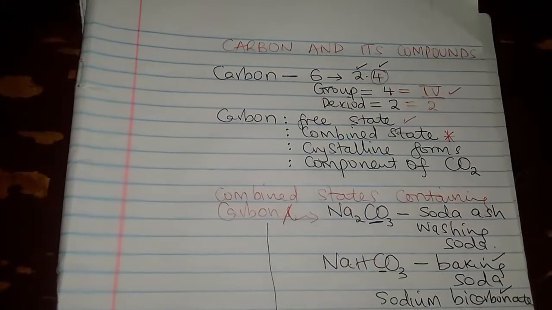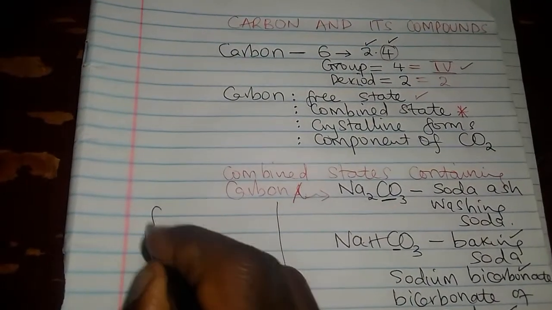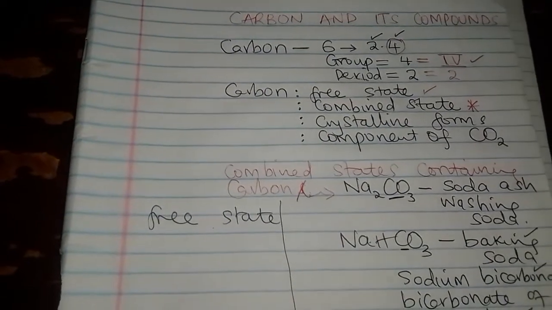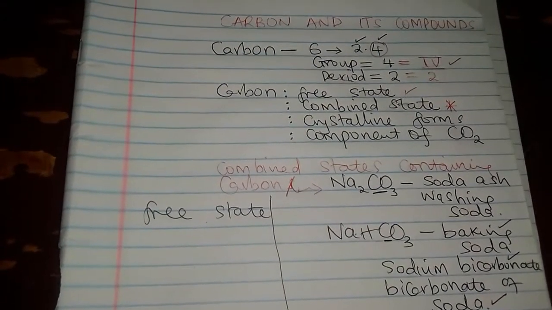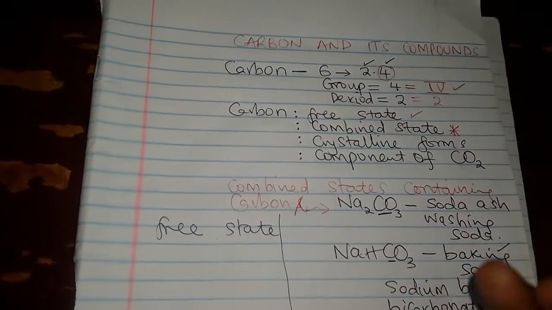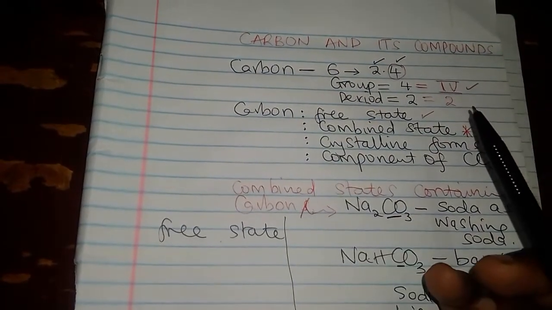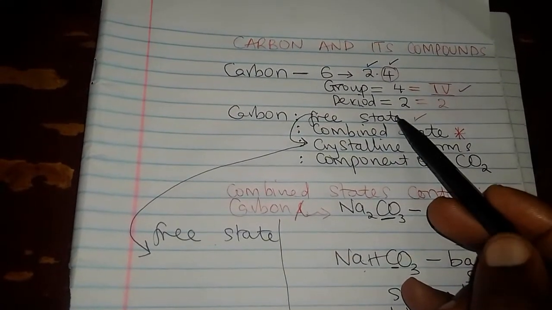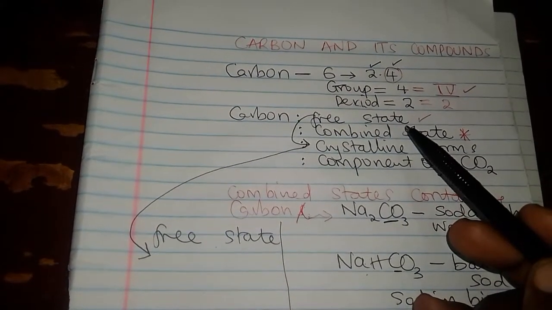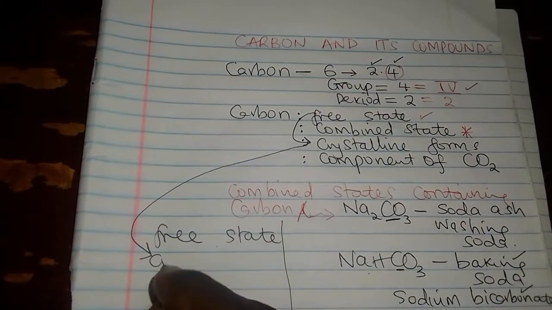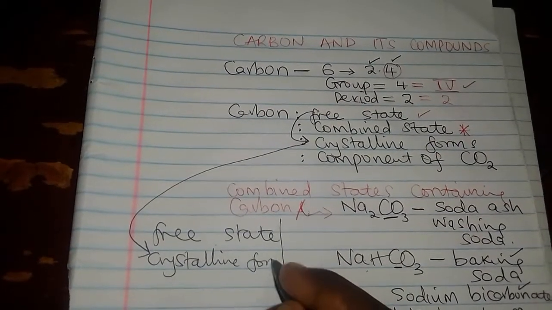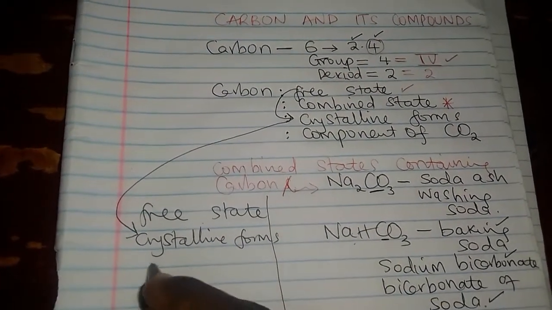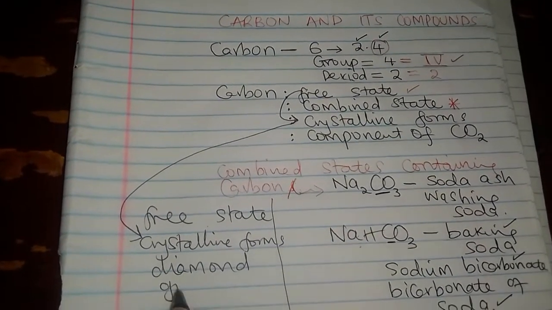Okay, so maybe I can go to something else, and in this case I may mention the free state. In which free states will carbon actually exist? When I talk about free state, I'll mention, for example, the crystalline forms of carbon. So one subcategory of a free state in which carbon exists is the crystalline forms, the regular forms in which carbon can exist. For example, we have diamond, we have graphite.